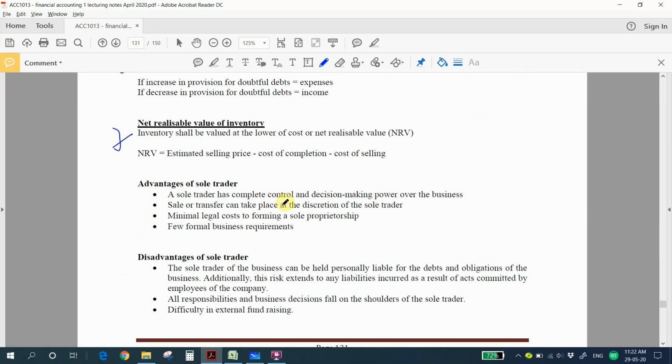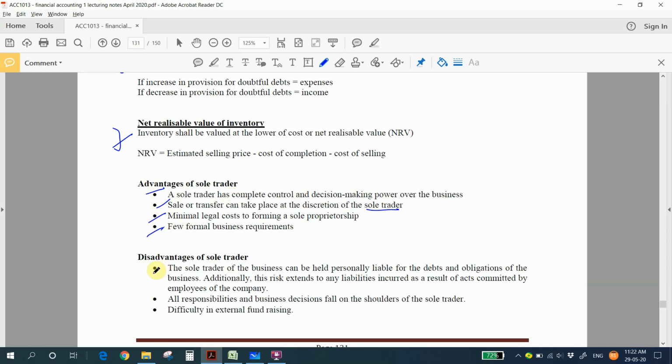So what are the advantages for a sole trader? A sole trader has complete control and decision making power over the business. They can sell or transfer the business, and this is based on the discretion of the sole trader. It means that you are the only one who can make the decision. There are also minimum legal costs for forming a sole proprietorship and few formal business requirements. Those are the advantages for a sole trader.